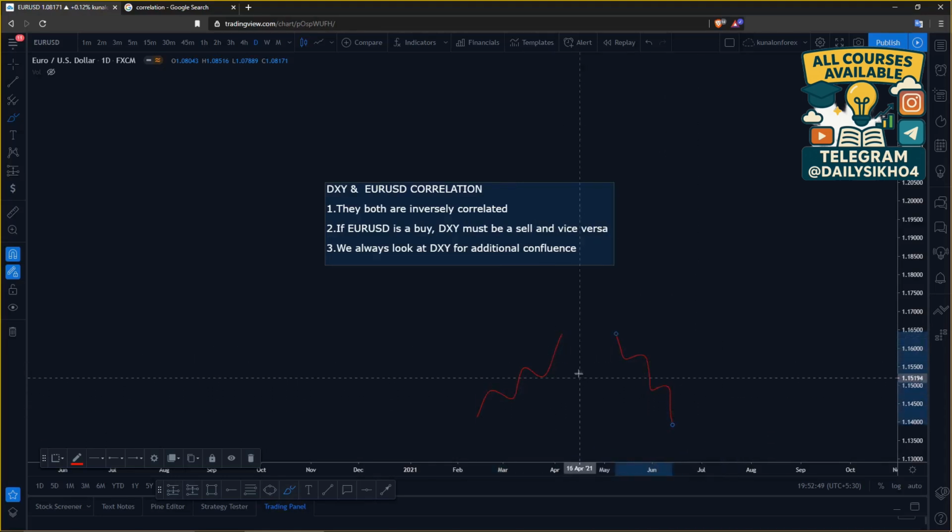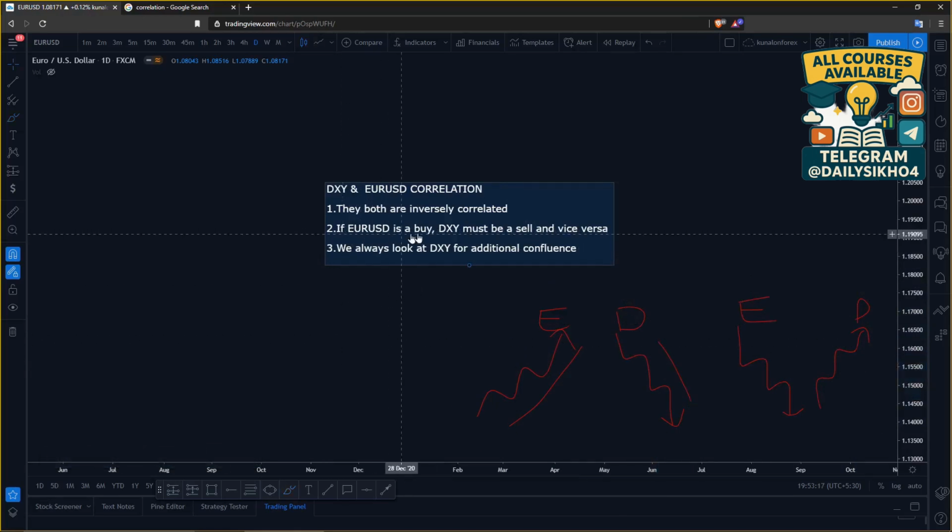That just means if something is going up, the other must go down, and if something is going down, the other must go up. If this is Euro, this is DXY. The same thing, Euro, the DXY. So basically if Euro is bullish, DXY must be bearish, and vice versa. So if Euro USD is a buy, DXY must be a sell, and vice versa.